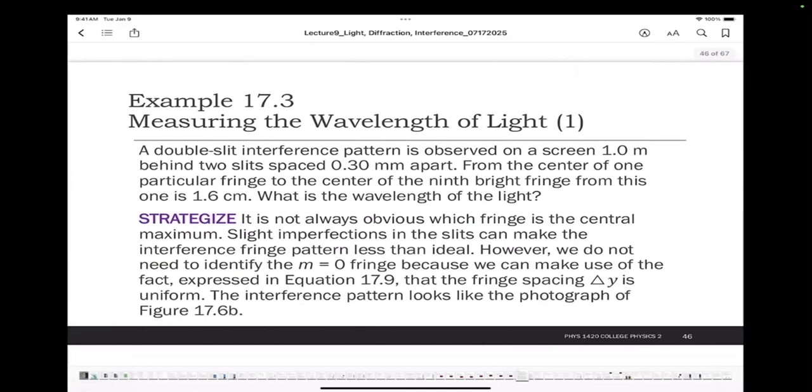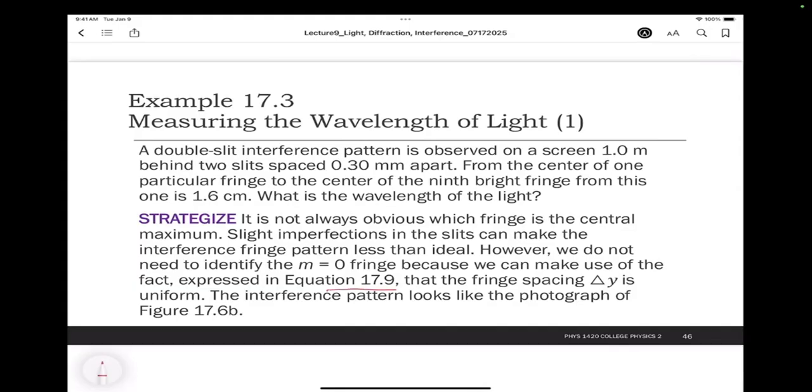Okay, let's continue to talk about one example: measuring the wavelength of light. A double slit interference pattern is observed on a screen 1.0 meter behind the two slits spaced 0.3 millimeter apart. From the center of one particular fringe to the center of the ninth bright fringe from this one is 1.6 centimeter. What is the wavelength of the light? Actually, you can see we just need to get all the information and use the equation we have already known.